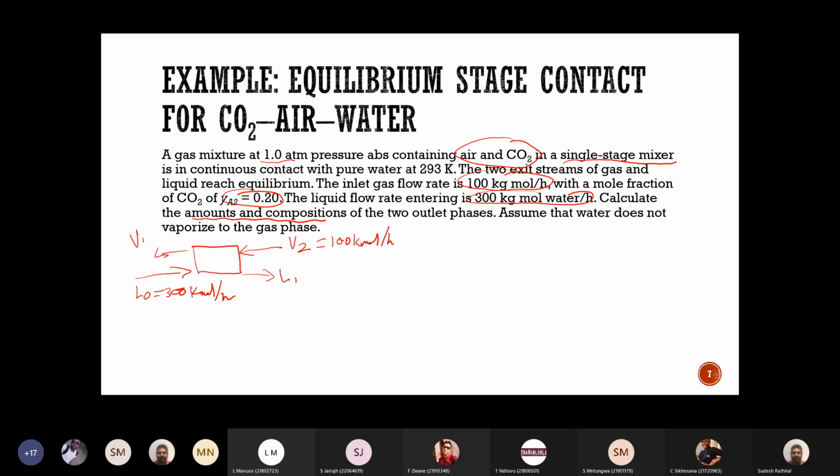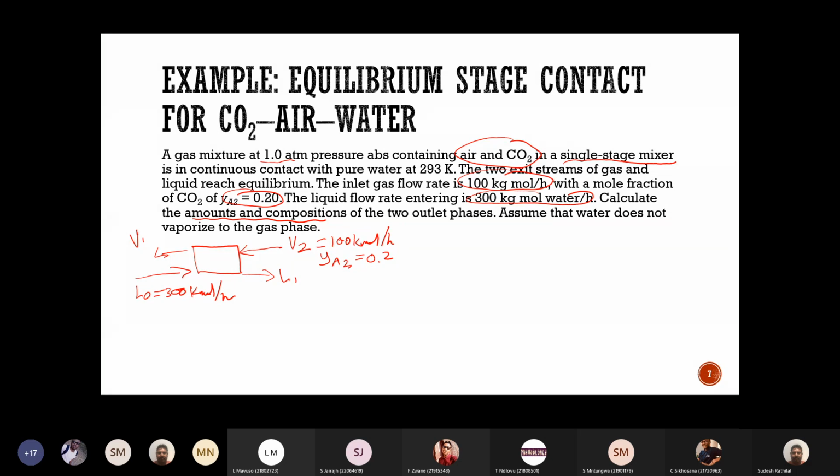What other information are you given? You are told that the mole fraction of CO2 coming in is 0.2, 20%. So YA2 is equal to 0.2. Anyone confused? Okay, so that's what's given to us.